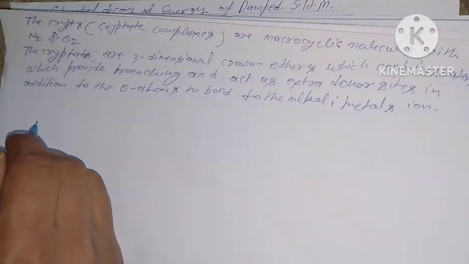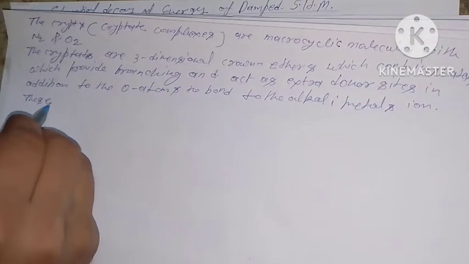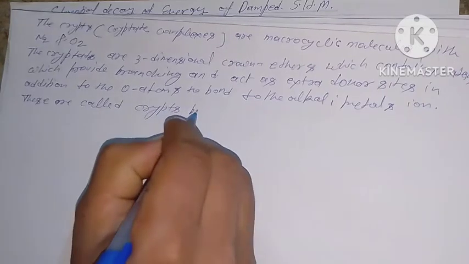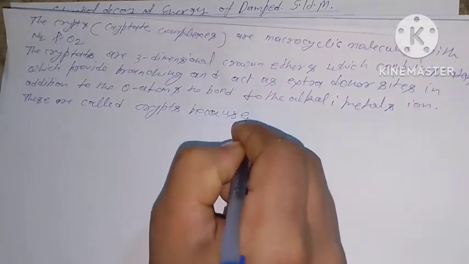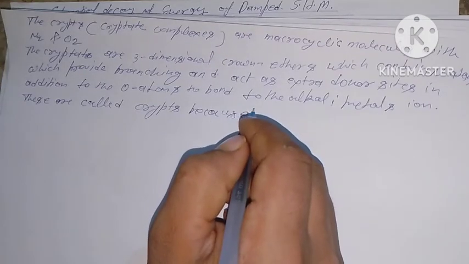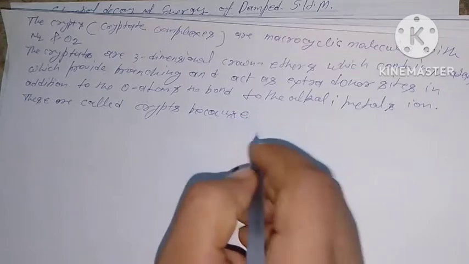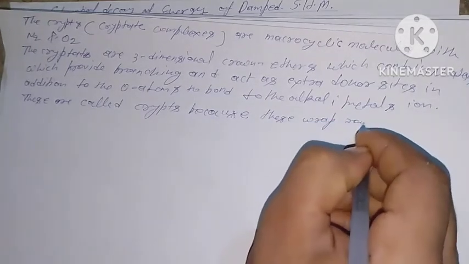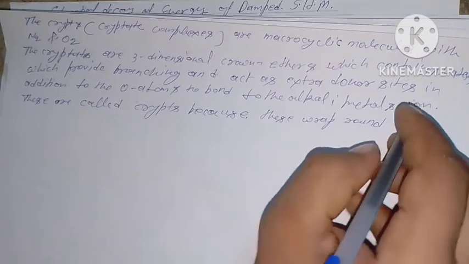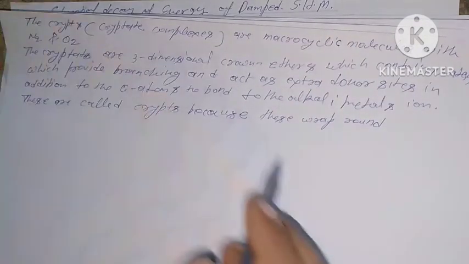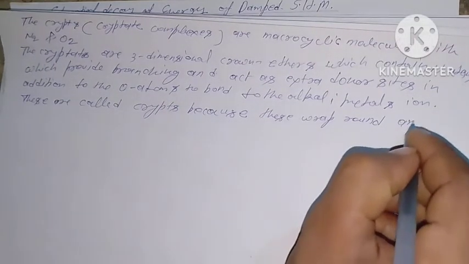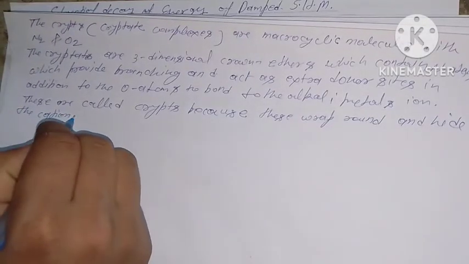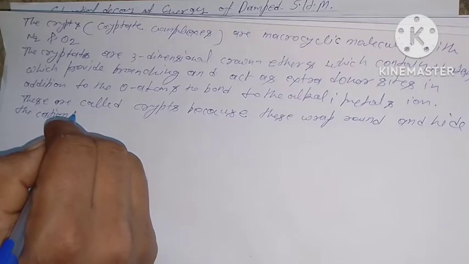These are called crypts because these wrap around and hide the cations.